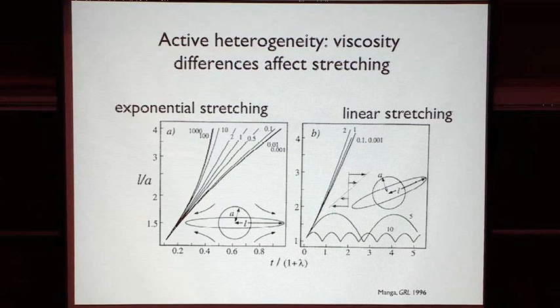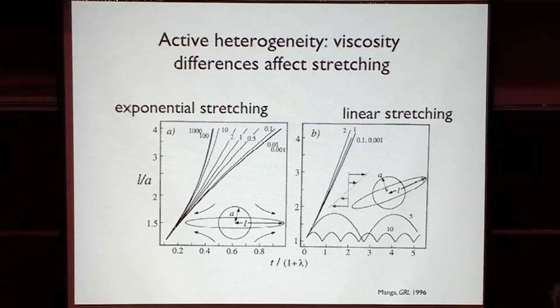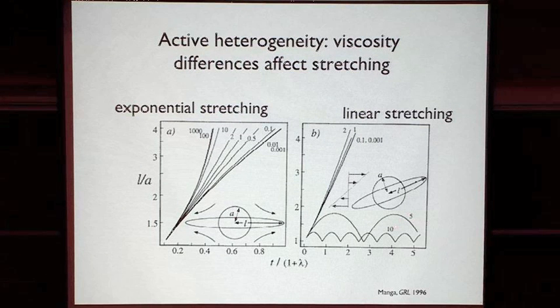Okay. Something interesting, though, happens over here on the right in a linear simple shear flow. When the viscosity ratio is 5 and 10, do we get stretching? Things stretch, but then for some reason they decide to unstretch, right? And then they stretch and they unstretch, and they do this repeatedly. Why is that happening?